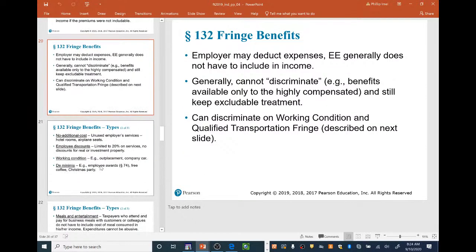Okay, let's talk about Section 132 of the code dealing with fringe benefits, okay? So the employer may deduct expenses, the EE generally does not have to include it in income, okay? So it generally cannot discriminate, meaning the benefits cannot be available only to highly compensated employees and still keep excludable treatment. They can discriminate on working condition and qualified transportation fringe, and that's going to be described on the next slide, so we'll get to that.